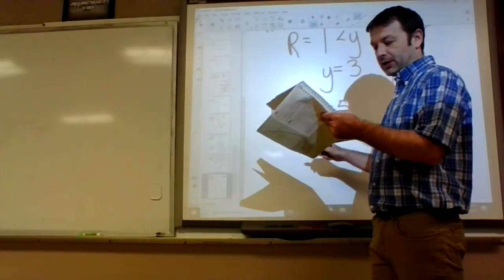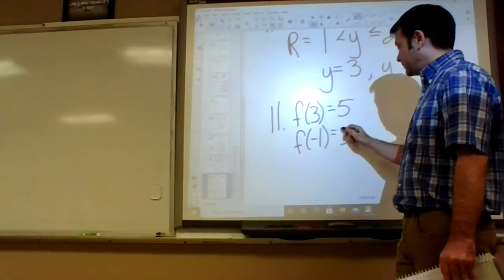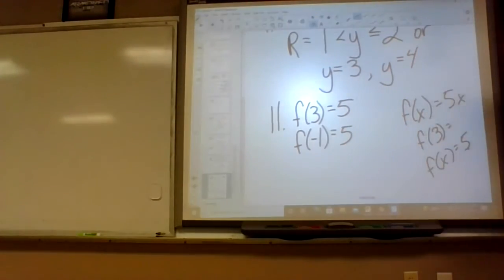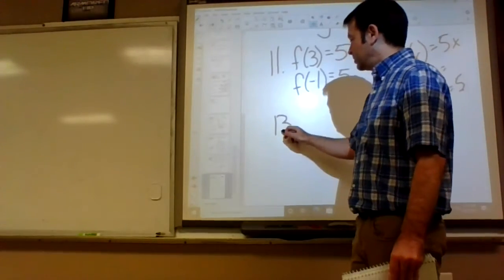And still in the same problem, what's f of negative 1? 5 also. If there's no x in the function, you can't really change its value. It's just going to stay 5 forever and ever.